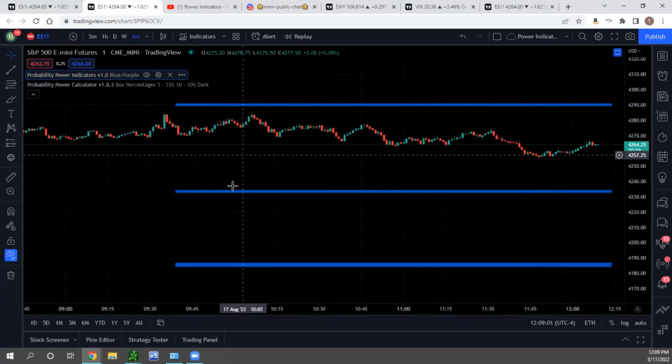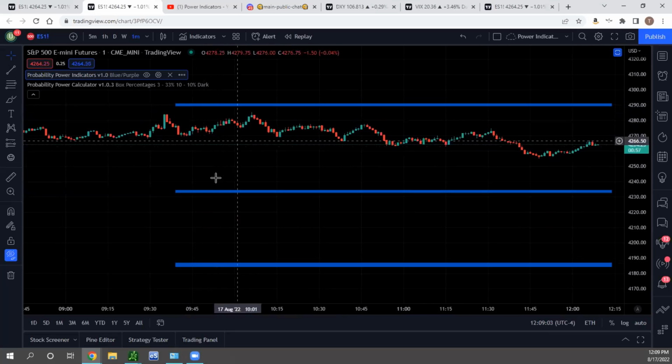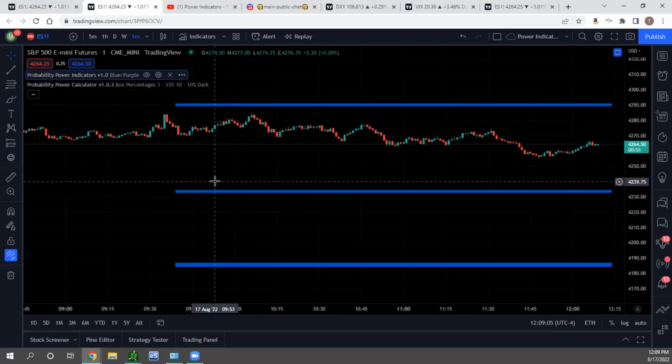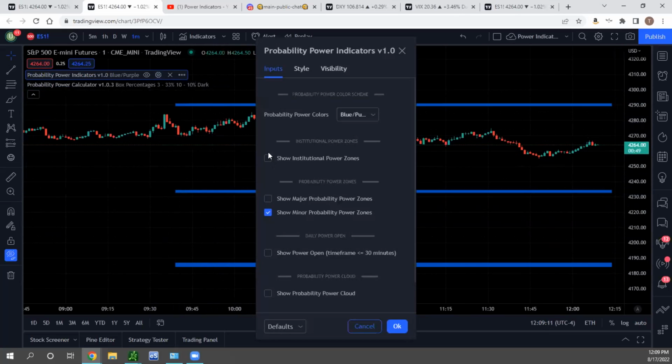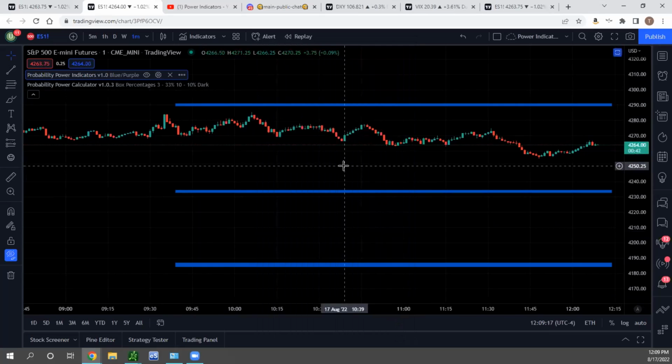So these are the minor support and resistance zones. You can see they're a little thinner than the major zones, and they're a darker blue. So those are the three different types of zones. Now let me go ahead and I'll put all three of them on there at the same time, so you can see what they all look like together.